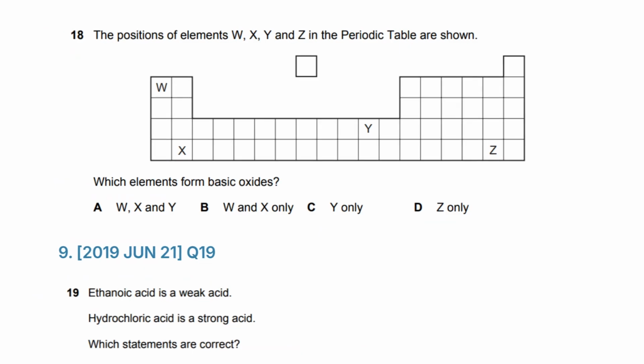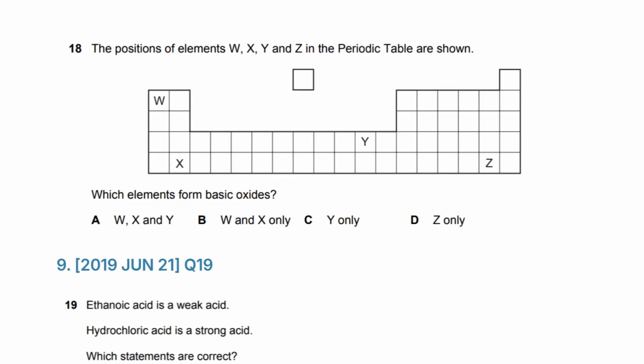The positions of elements W, X, Y, and Z in the periodic table are shown. Which elements form basic oxides? Now, the ones that form basic oxides are obviously the ones that are metals, because you know that generally metals form metal oxides that are basic oxides and non-metal oxides are acidic oxides. The Y that has been shown to you, Y is also a metal. So W and X definitely will form basic oxides, right?